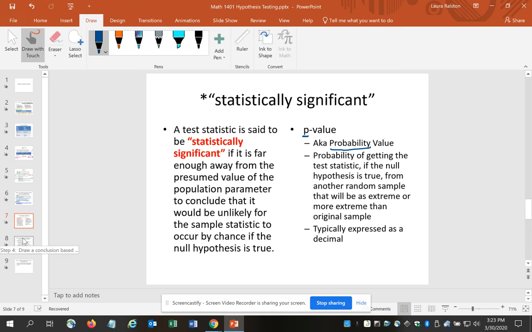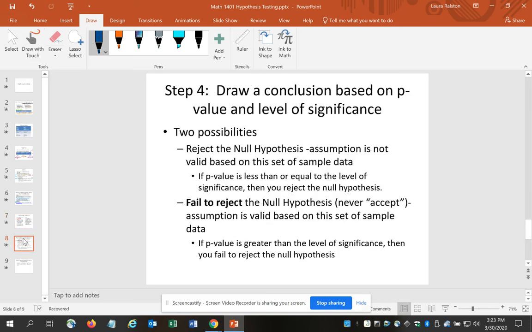Once you get your test statistic and your p-value, then you're going to draw a conclusion. To draw a conclusion, we're going to compare the p-value, which will come from the calculator, the free website, or our statistical software. We're ultimately given that. And our level of significance is definitely given in the problem.